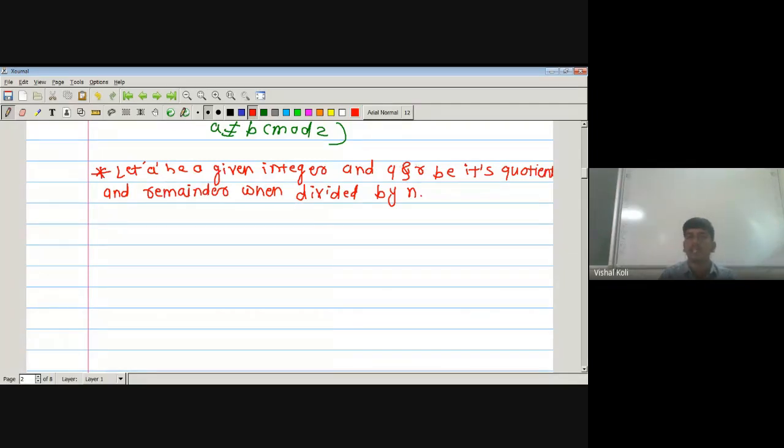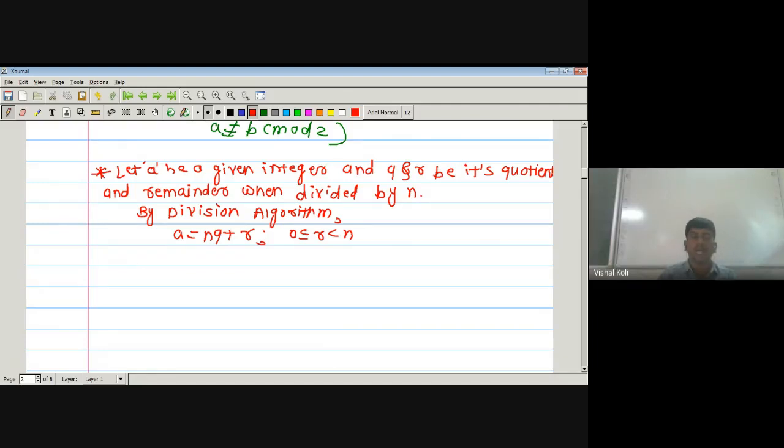As the quotient and remainder are given, we can easily apply the division algorithm. Then by the division algorithm, as we divide a by n, a is a multiple of n plus the remainder, that is, a equals n times q plus r, where the range of r is 0 is less than or equal to r, which is less than n.